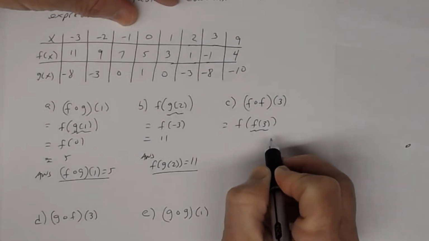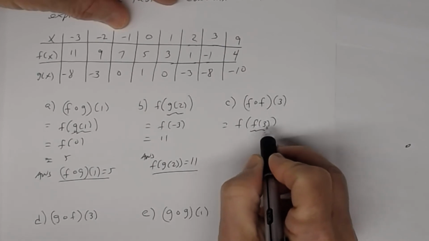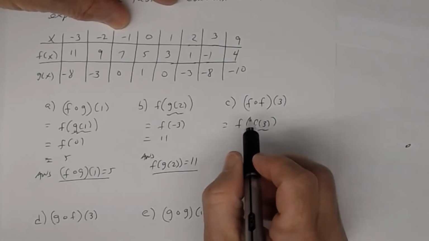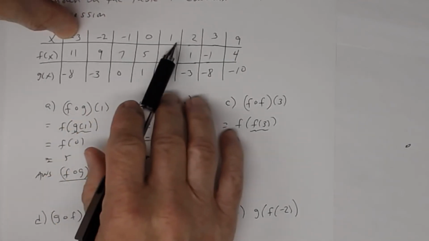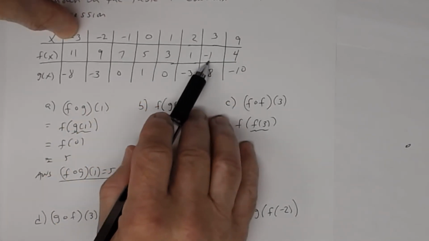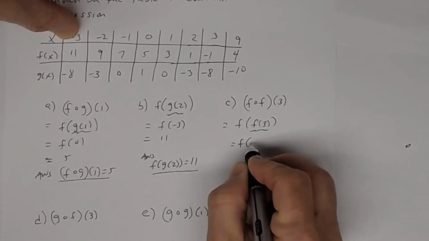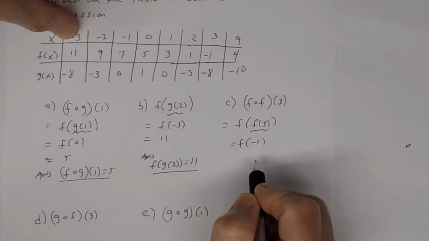So we've got to find f of 3 first. So when x is 3, remember this is x right here. When x is 3, what's that y value for your function f? So f of 3 is negative 1, right? F of 3 is negative 1. So this becomes f of negative 1.